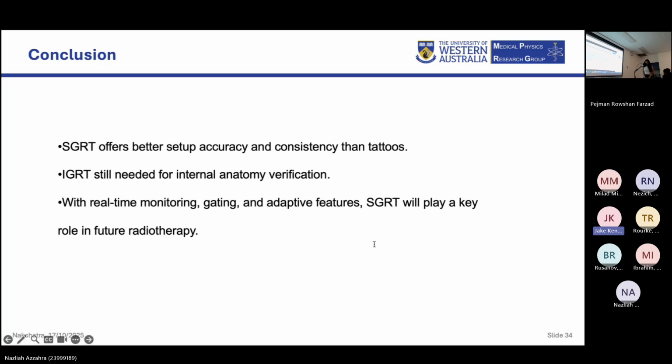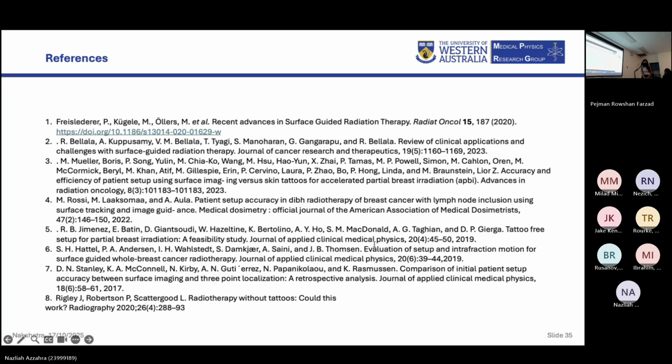So to conclude, SGRT demonstrates superior setup accuracy and consistency compared to tattoos. Though daily IGRT remains important, with its advanced features like real-time positioning, real-time monitoring, gating, and adaptive features, SGRT could potentially play a crucial role in radiotherapy. And that's it. Thank you.